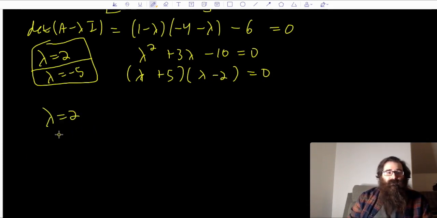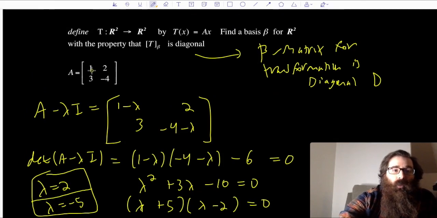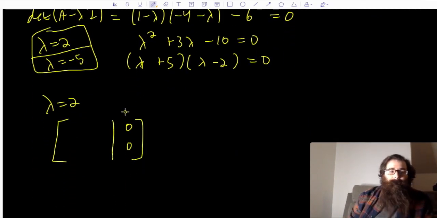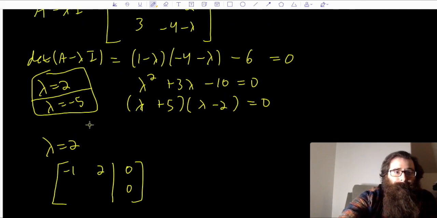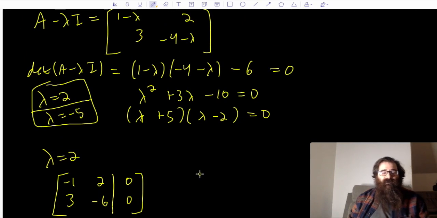And I'm going to plug into A minus lambda I. I'm going to augment with the 0 vector. So if I subtract 2 on the main diagonal, 1 minus 2 gives me negative 1. And then 2, and then augmented with 0. And then I'm going to have 3. And negative 4 minus 2 is going to give me negative 6, and then augmented with 0.